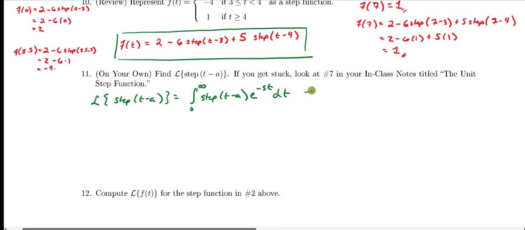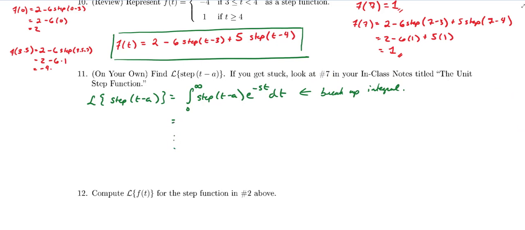What you're going to do is you're going to break it up into the pieces. Break up the integral. And if you're stuck, take a look back at number 7 in your in-class notes on the unit step function to finish that out. So now please pause the video, folks, and calculate the Laplace transform of the unit step function.